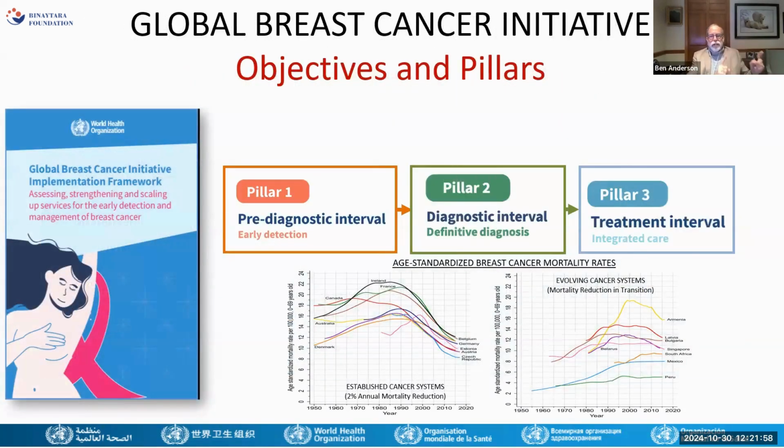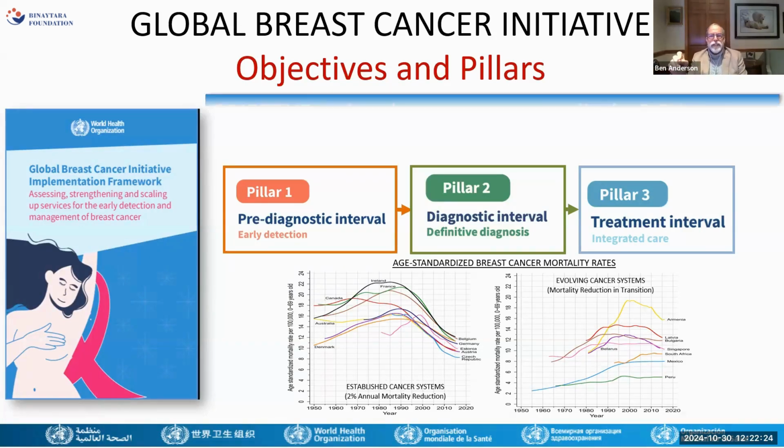So the Global Breast Cancer Initiative that WHO launched is based on the principle of doing what we did in North America and Western Europe, broken into 3 phases. Early detection: how do we find the cancers when they're early enough? The second interval, diagnosis: who has cancer and who does not. This pillar is often overlooked. And then the third pillar, treatment, and how do we do this?